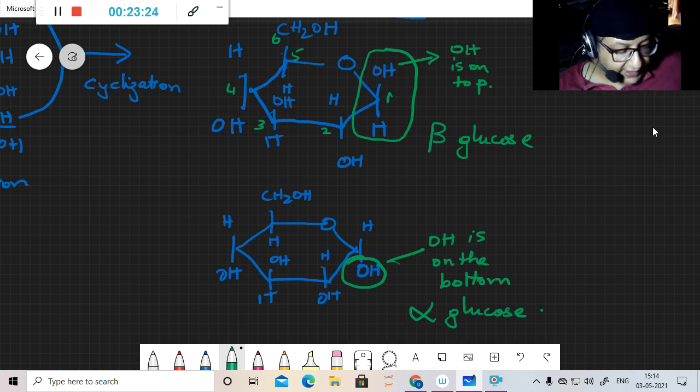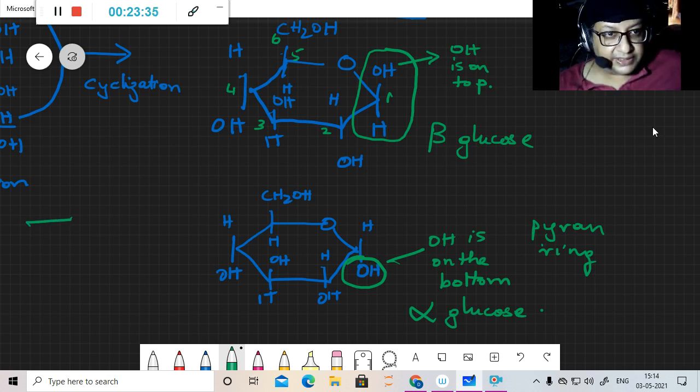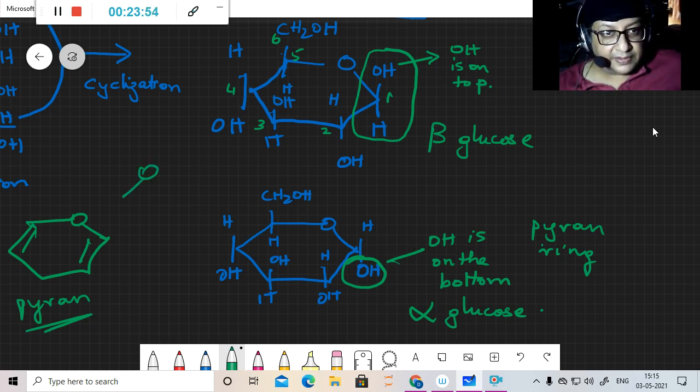So this type of ring is known as a pyran ring. A pyran ring has got a structure something like this. This happens when alcohols attack aldehydes, but when ketones cyclize, as in the case of fructose, you have a structure something like this. This is a furan.